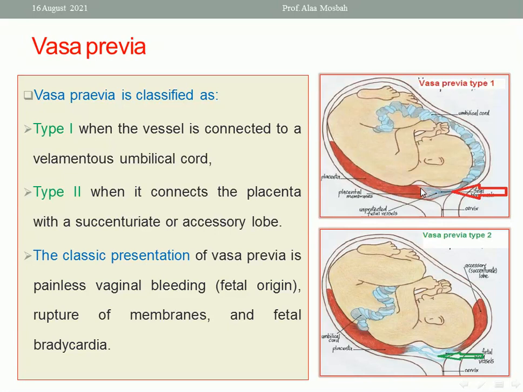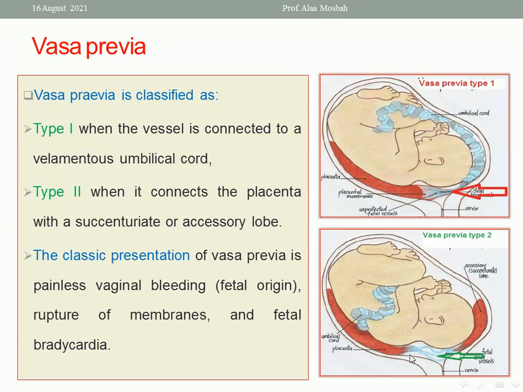Type 2, here, is when the fetal vessel connects the placenta with a succenturiate or accessory lobe. This is the fetal vessel connecting the placenta with the succenturiate lobe. This is the accessory lobe of the placenta here. So this fetal vessel connects the placenta to this succenturiate lobe and lies below the presenting part here, so it is liable for rupture during labor, during dilatation of the cervix, during rupture of membrane. This is type 2. You understand now type 1 and type 2.